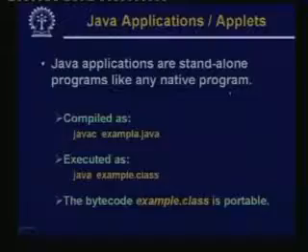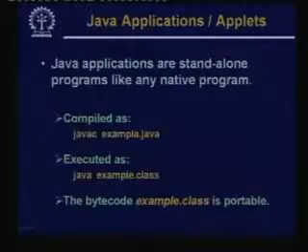Java applications work in a somewhat similar way. You can compile a Java program with javac, which invokes the compiler, and example.java is the name of the Java source file, and after compilation you get this example.class, which is the bytecode file. To execute the Java program, you have to invoke the Java runtime whose name is just java. You call java with the bytecode file, and the program gets executed.